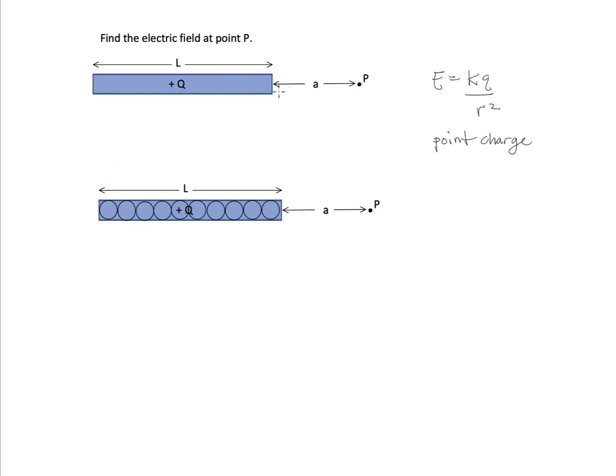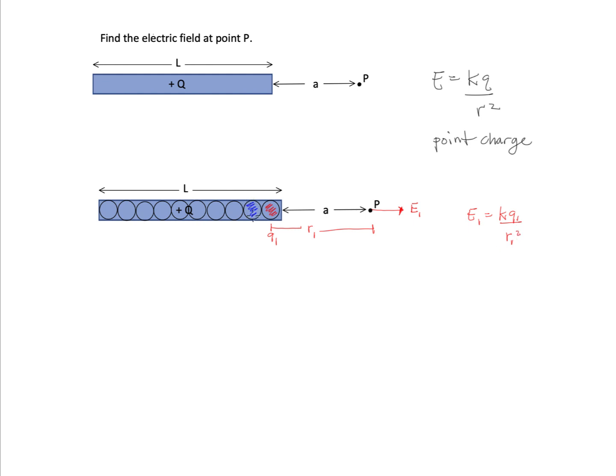Imagine that you model this bar of charge as a collection of smaller bits of charge. This red charge, let's call it Q1, is some distance from point P, R1. And because it's a positive charge, we can say that it would create an electric field pointing away from Q1 with a magnitude of E1. Now, E1, of course, would be K Q1 divided by R1 squared.